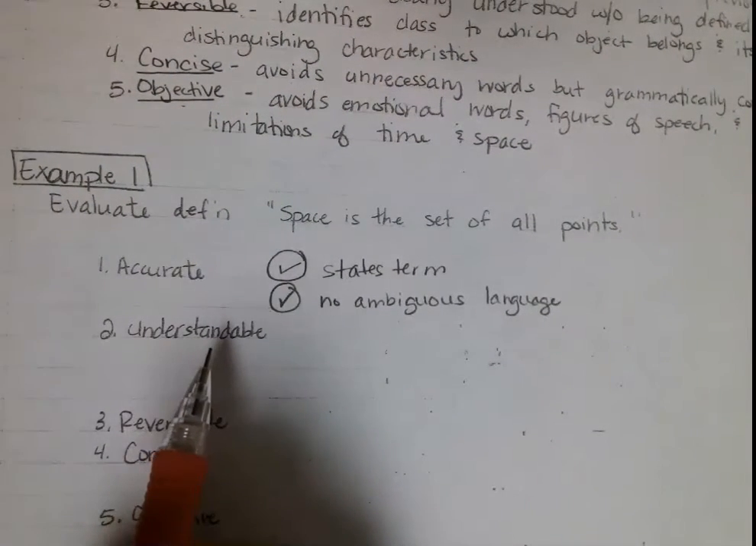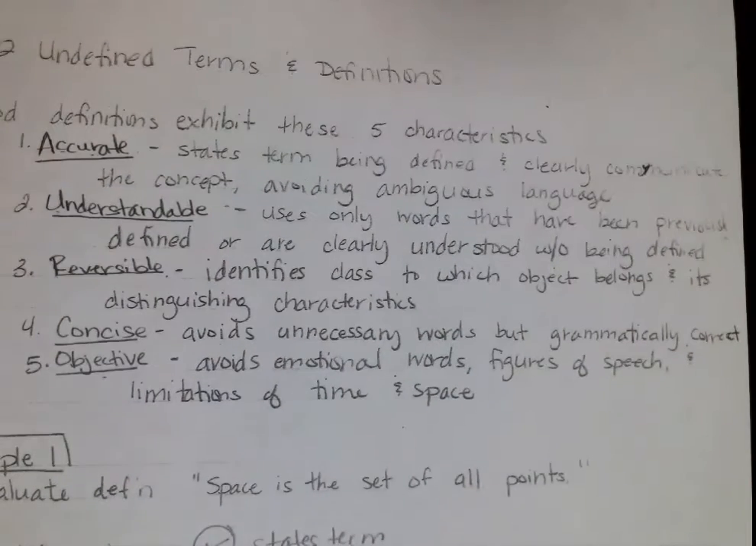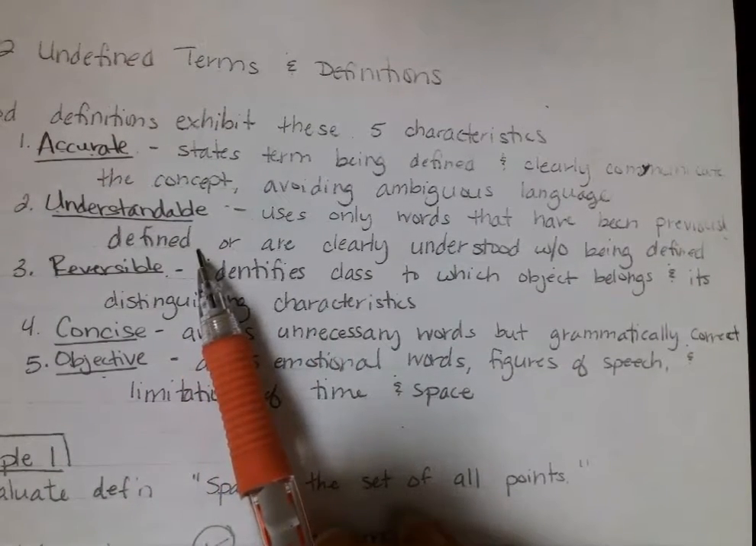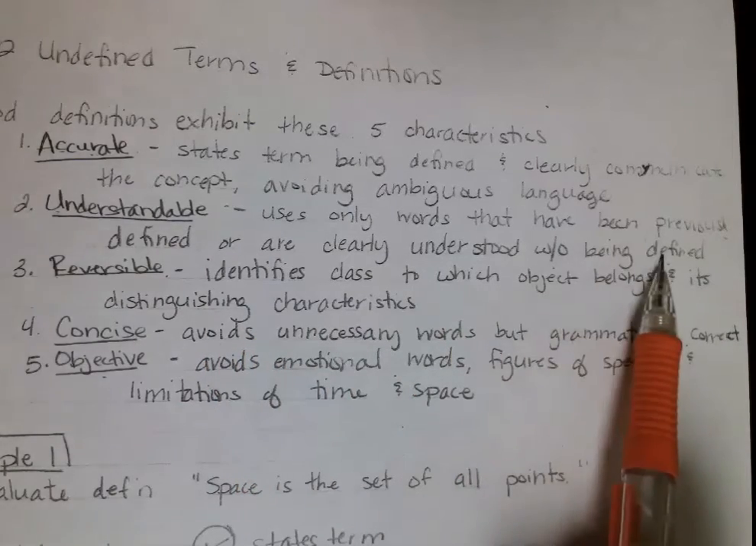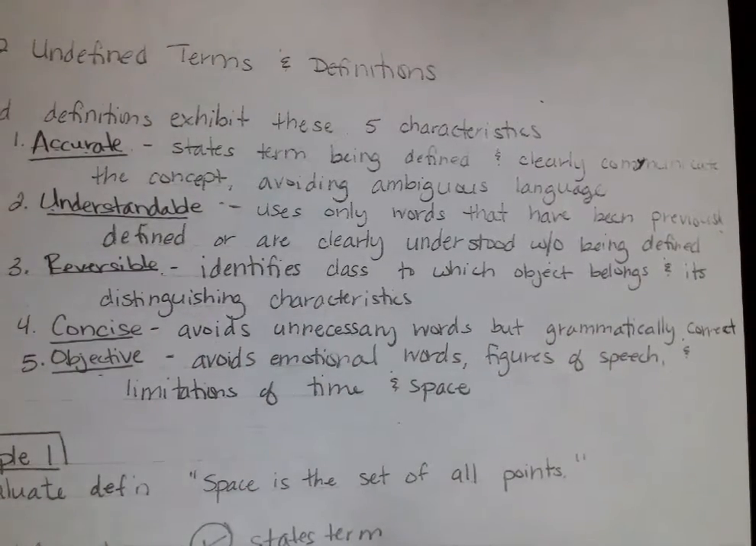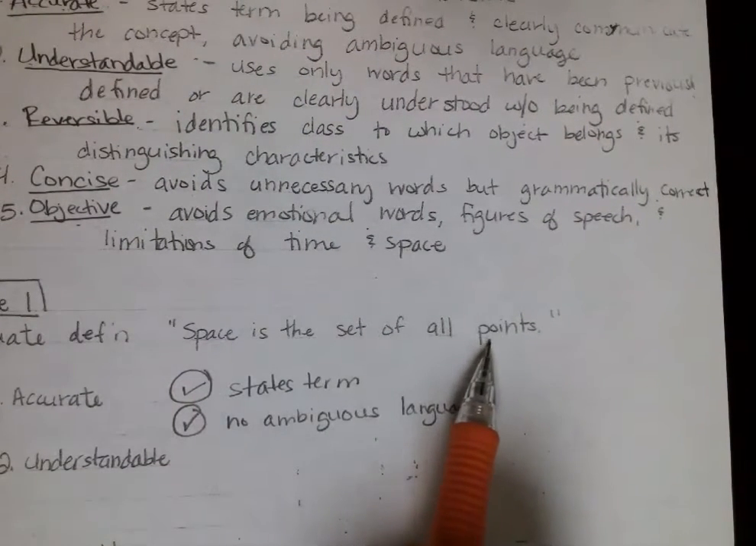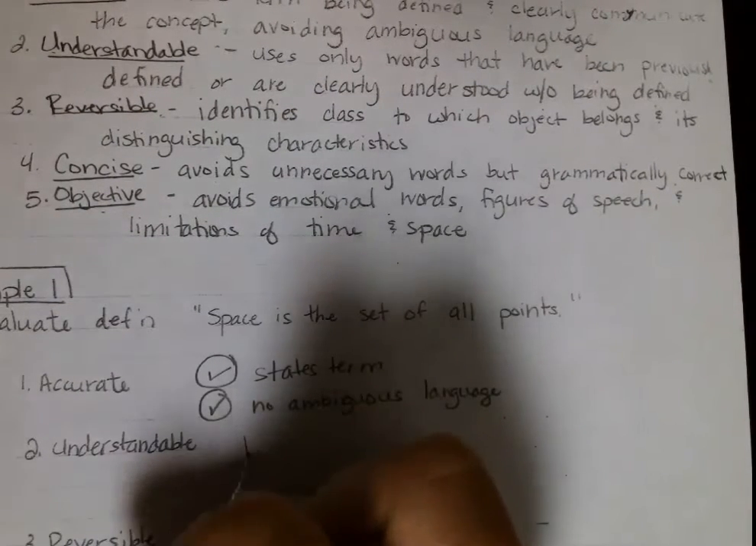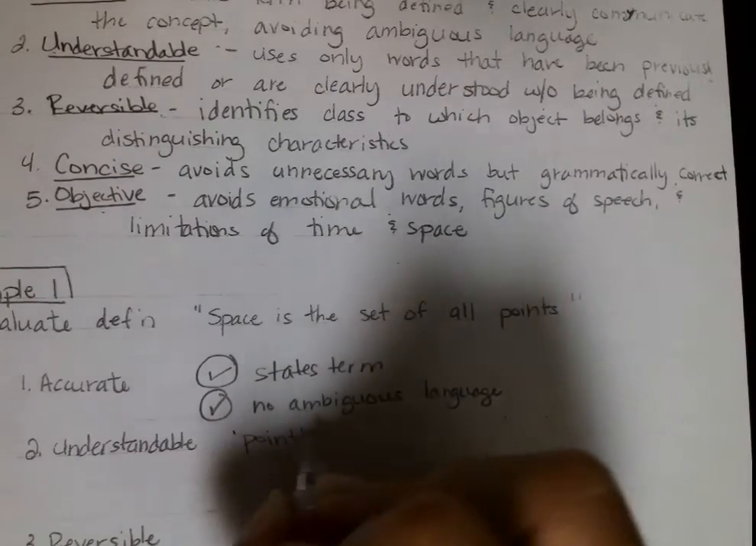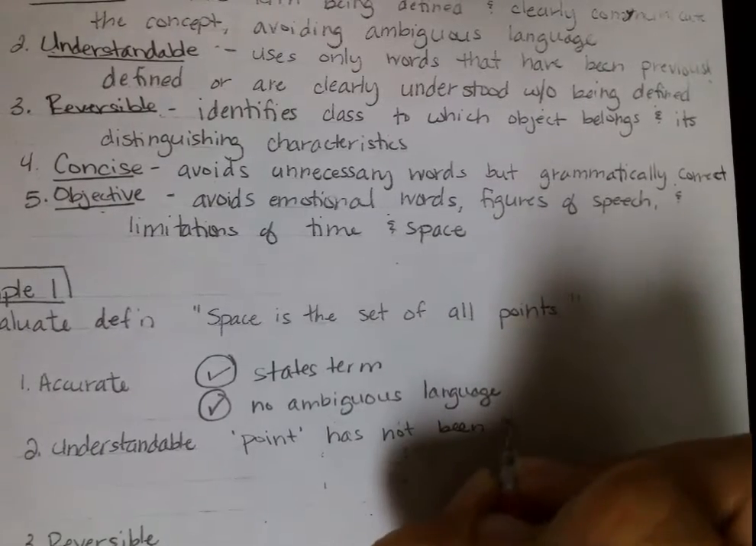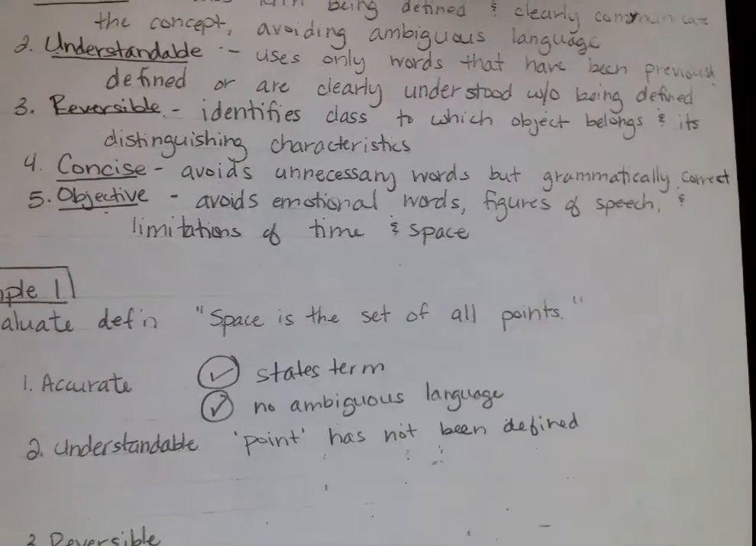How about understandable? Is it understandable? So remember, understandable means it uses only words that have been previously defined or are clearly understood without being defined. This one's a little bit trickier in geometry because in this, space is the set of all points. Point is definitely a math word, and point has not been defined yet. So understandable, we're going to put point has not been defined. We haven't defined that in class.